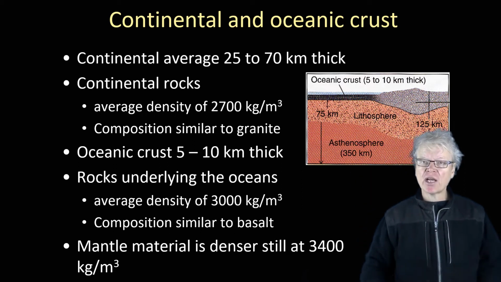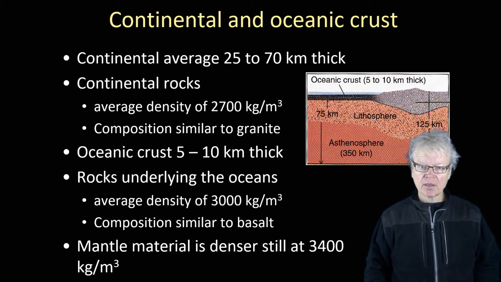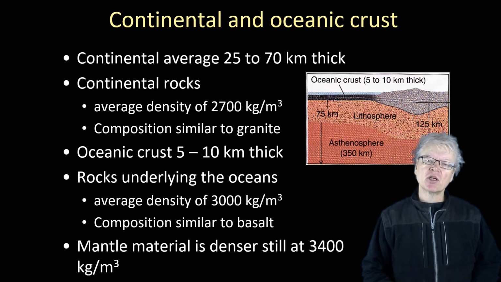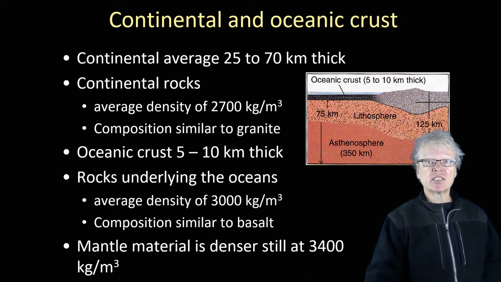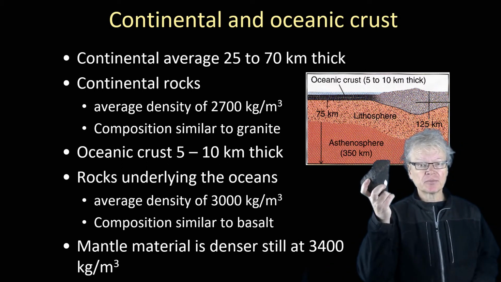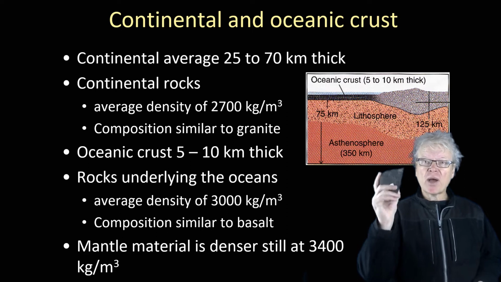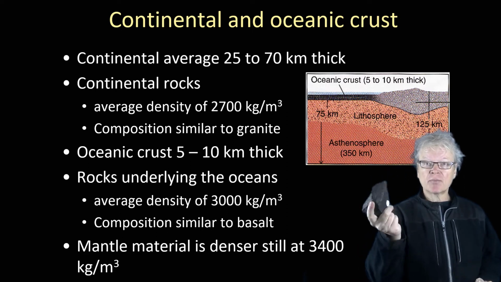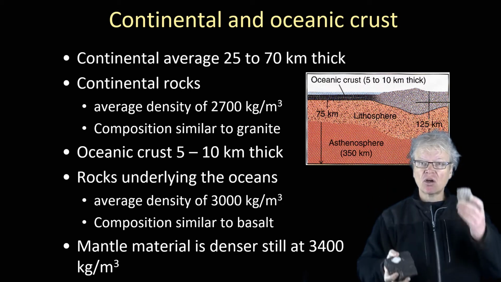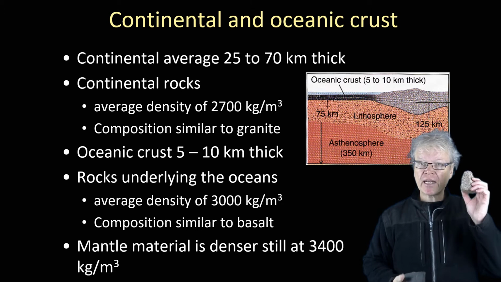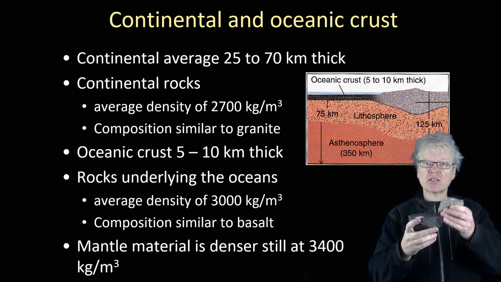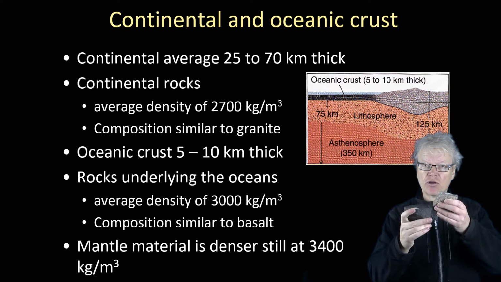Okay, oceanic crust is much thinner. It has a slightly higher density of 3,000 kilograms per cubic metre. And its composition is similar to that rock that we saw before, basalt. Now, basalt is what makes up the ocean floor. So that oceanic crust is made up of basalt. It's very dense. Continental crust is like granite, and it's less dense. So that's one of the reasons why continental crust occurs above oceanic crust.